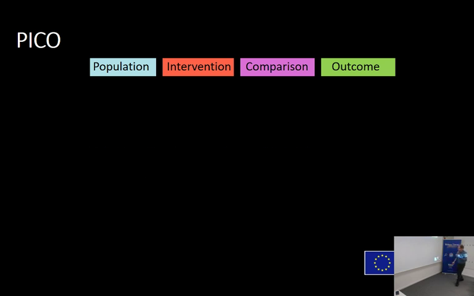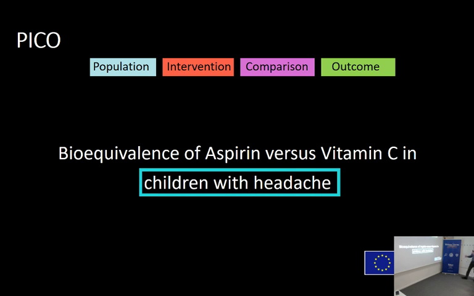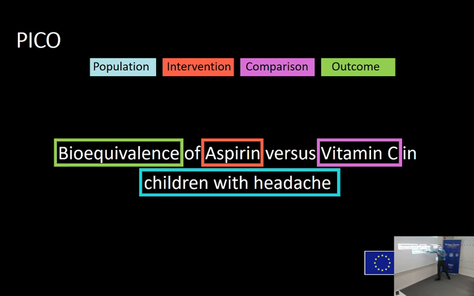What does that mean? Here I have a title that I invented for a potential paper: bioequivalence of aspirin versus vitamin C in children with a headache. If you want to extract the population, that's the group of people that the experiment was done on, here children with headache. Intervention is what treatment was tried. The comparison is what treatment was compared with. And the outcome is what was found out. In this case, that aspirin and vitamin C are the same, but as I say, I just made this title up. It's an example of what we would like titles to look like to make our work easier.